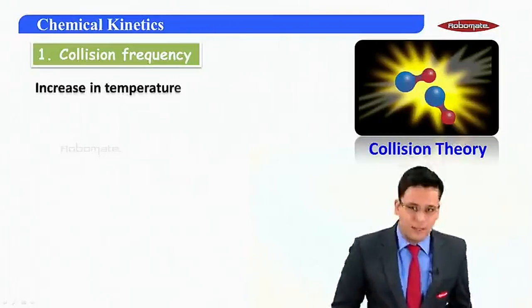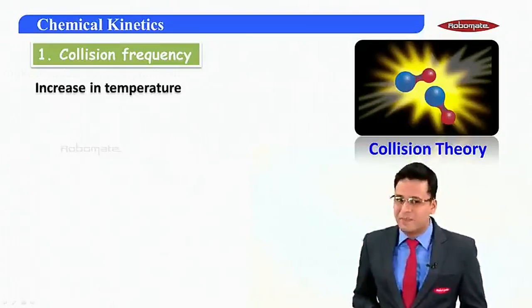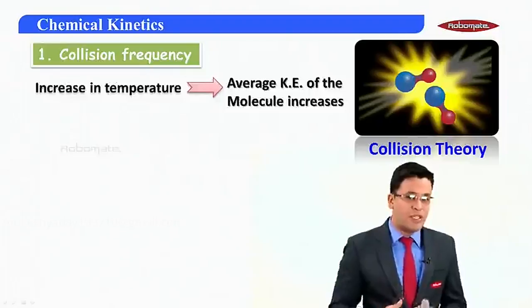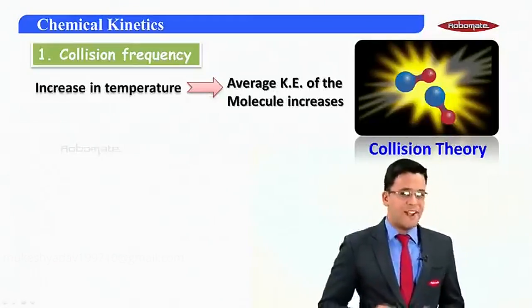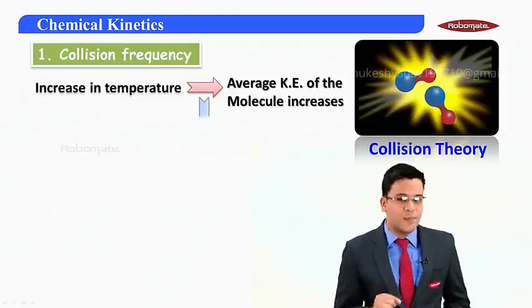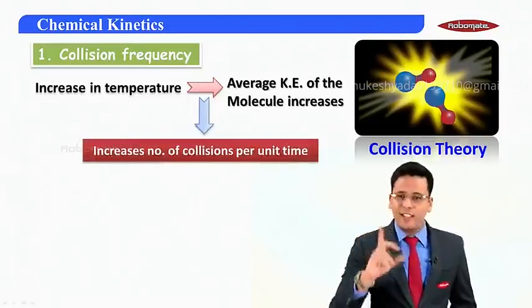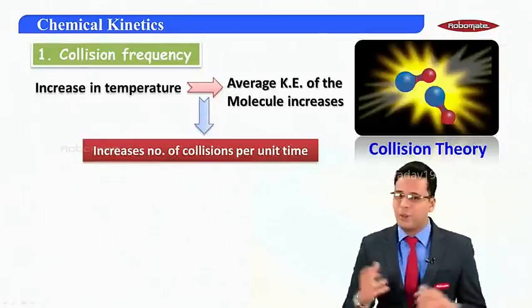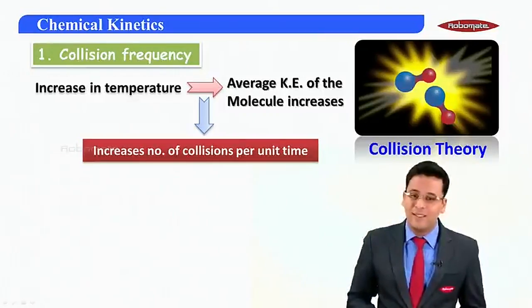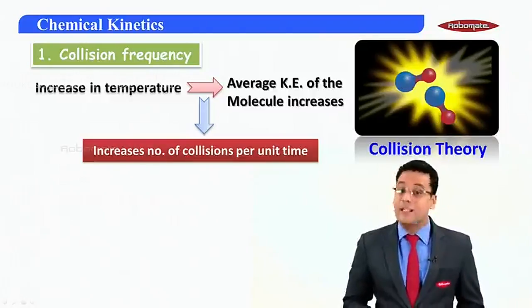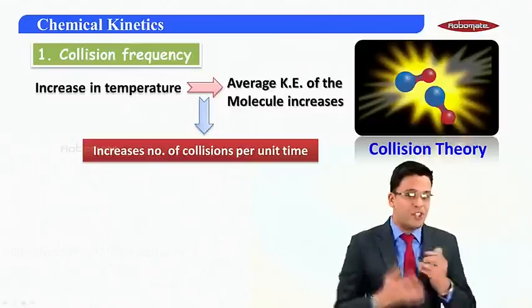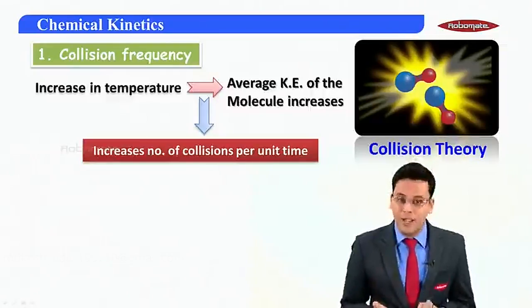Now here's the thing, if you increase the temperature, the average kinetic energy of the molecules increases. And when the average kinetic energy of the molecules increases, you can say that it increases the collisions per unit time. So the number of collisions will go up, and because of this, the rate of the chemical reaction increases because the number of collisions taking place per unit time has increased.